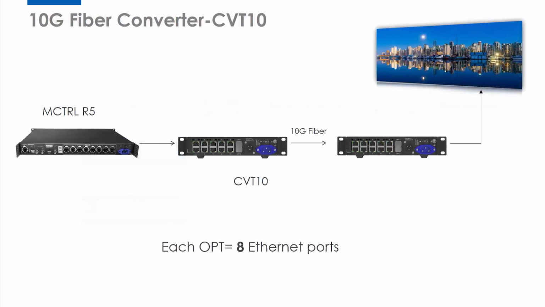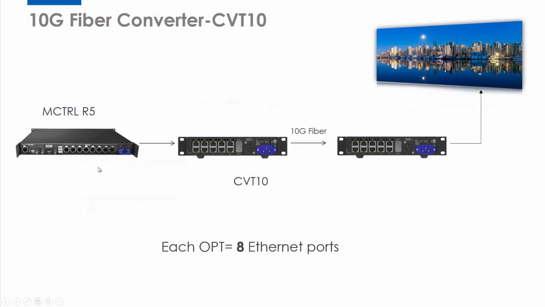And for the last one, the CVT10, it is also a 10G fiber, but the CVT10 has 10 Ethernet ports. Yes, 10 Ethernet ports. And it also has two working ways. Sometimes each OPT port handles 8 Ethernet ports, and sometimes each OPT port can handle 10 Ethernet ports. But how will it work? See this structure with the M-Control R5 and CVT10 together loading this LED screen.